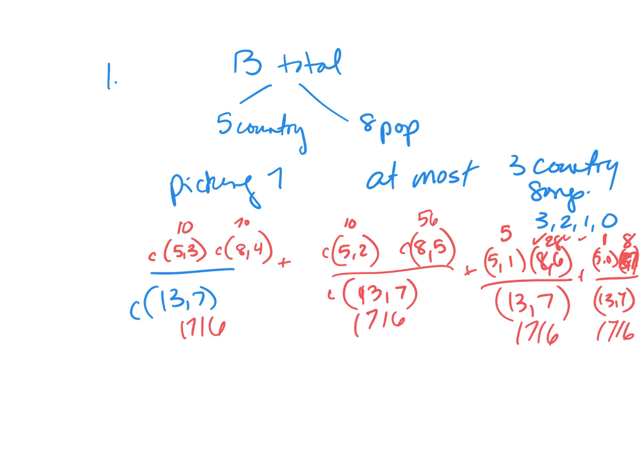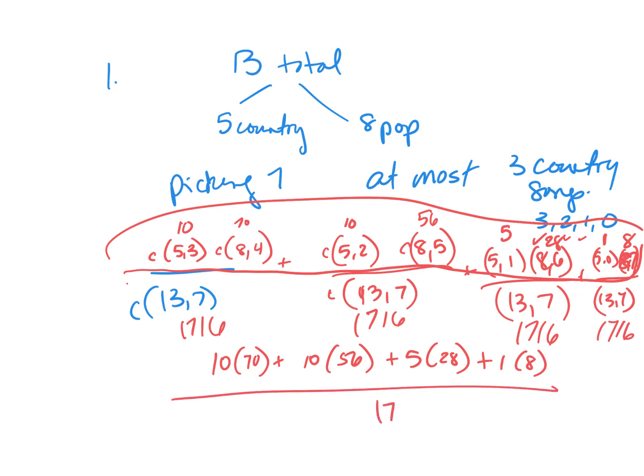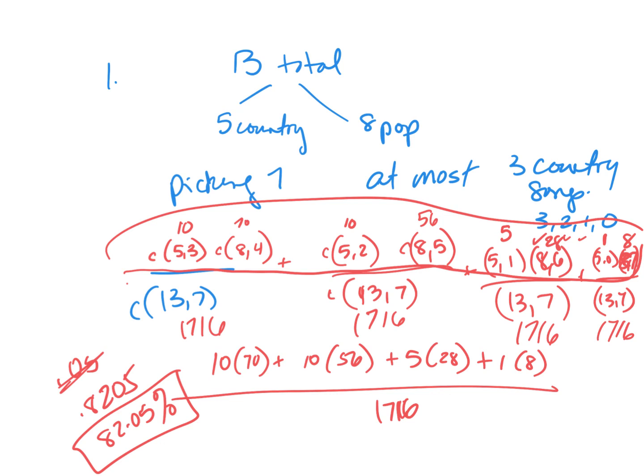No. When you're adding fractions, you add the tops. So in your calculator, put 10 times 70 plus 10 times 56 plus 5 times 28 plus 1 times 8, and then divide it by 1716, because that's the common denominator. So it would be 82.05% chance. So it's a pretty big chance of getting at most 3 country songs.